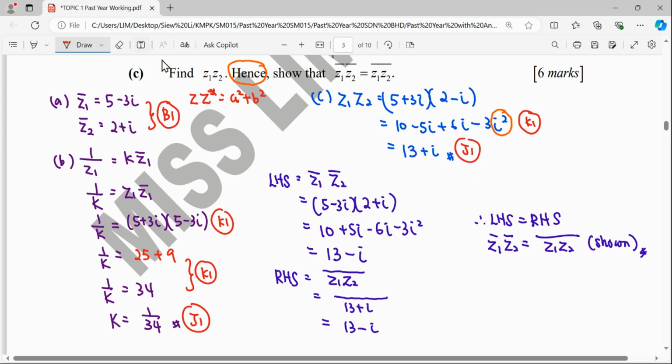Then for the showing part, the left hand side is multiplying the conjugate of z1 and z2. Our answer is 13 minus i. Then for the right hand side, it will be the conjugate of the result. So we just have to change this to become the conjugate. It's just basic. So lastly, we managed to prove this equation, the left hand side answer equals the right hand side answer.